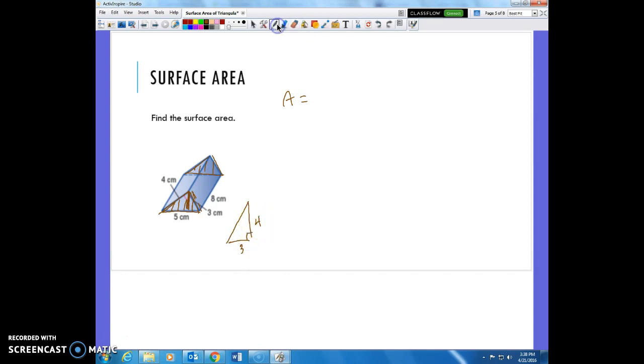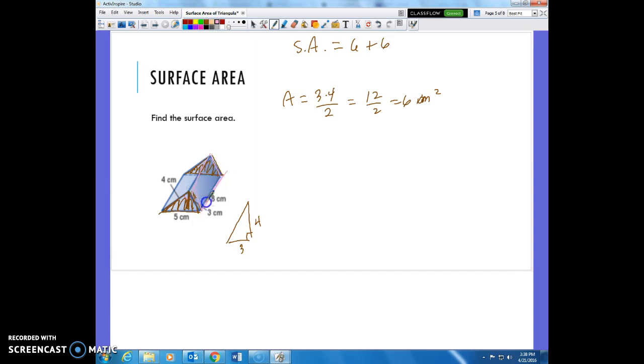Okay, so let's take a look here. We're going to do 3 times 4 divided by 2. We're going to start with 6 centimeters squared for this part, but I also have 6 centimeters squared for that part because they are congruent. 6 plus 6.